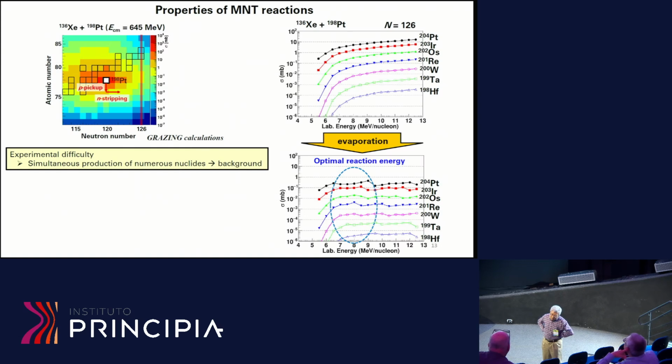The grazing calculation is a little bit of a naive model. It uses nuclear level densities in the calculation. So probably you have a lot of levels, sure. With very heavy nuclei, you have plenty of levels. Okay, thank you.